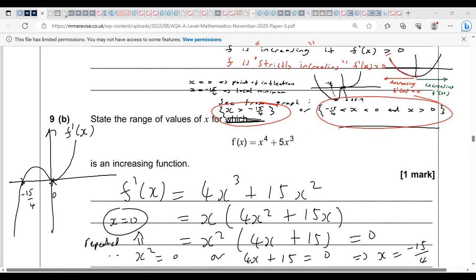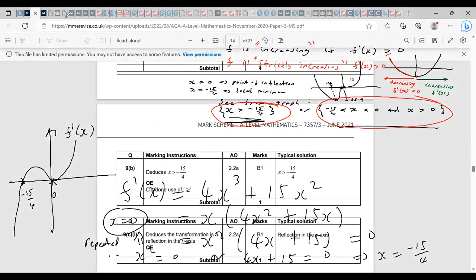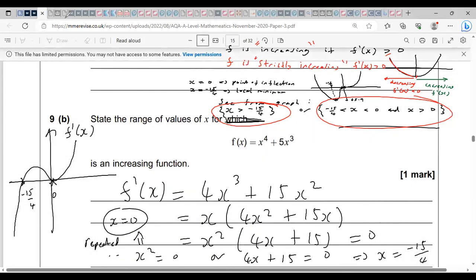Either one of those answers, so either method gives us the same result as we had before. And we get that as well in the mark scheme too. But again, any questions, do leave them in the comment section below, but hopefully that makes sense. So when x is bigger than minus 15 over 4, the function is increasing.